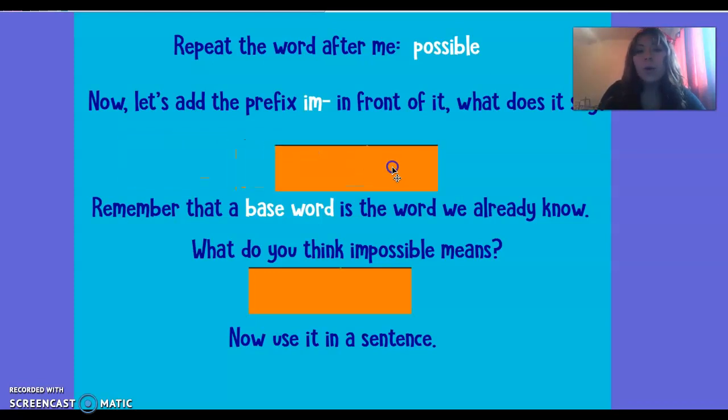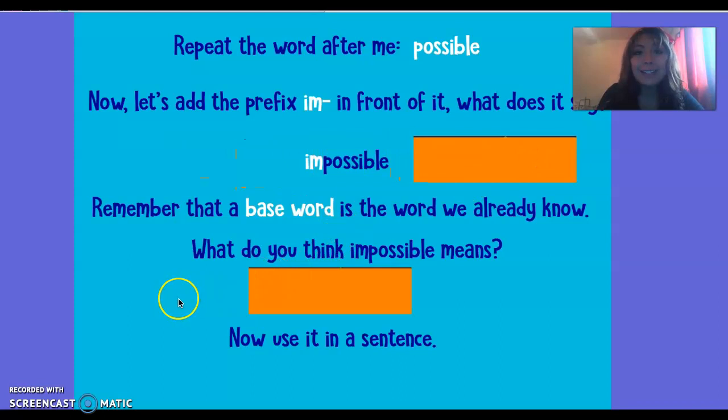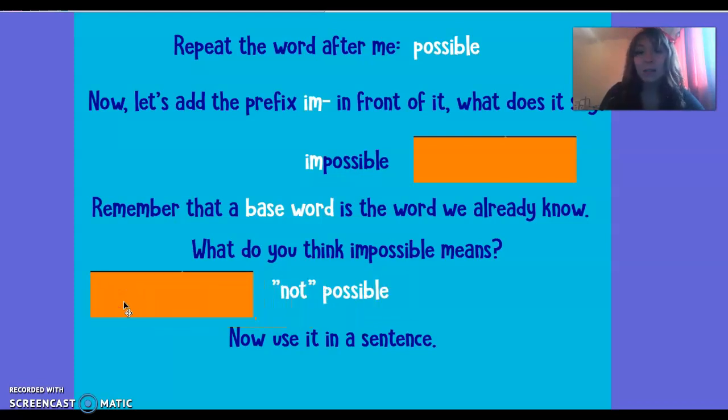So when we add the prefix im in front of possible, what do you think it means now? What does impossible mean? Think about it. Good. If you said not possible, go ahead and give yourself a pat on the back. Awesome. Now go ahead and use the word impossible in a sentence. Do you want to hear my sentence? Nothing is impossible if you set your mind to it. Good job, Kipsters. Now let's move on.